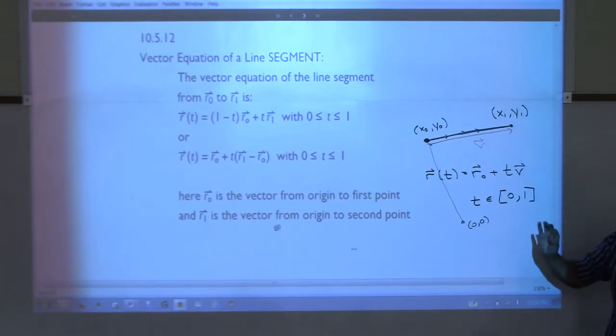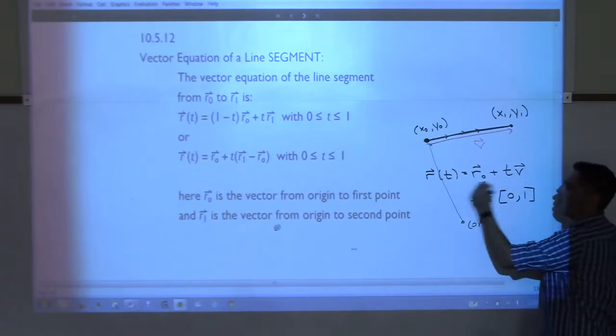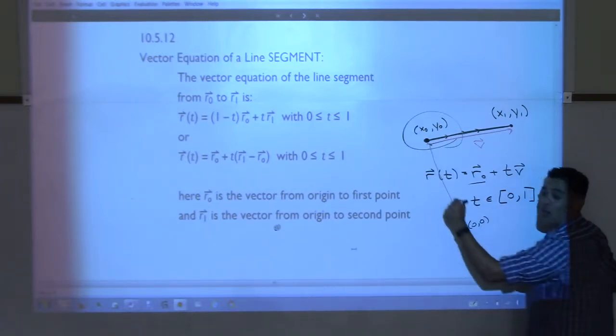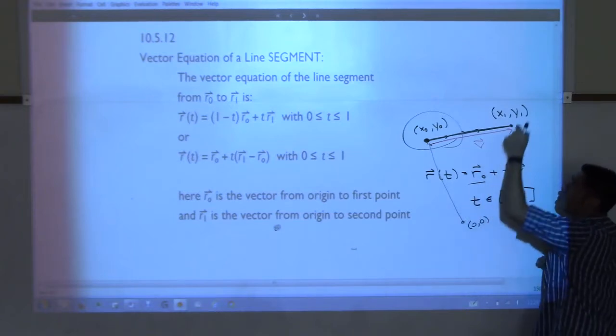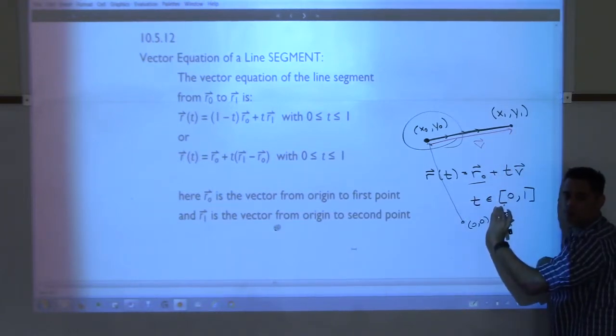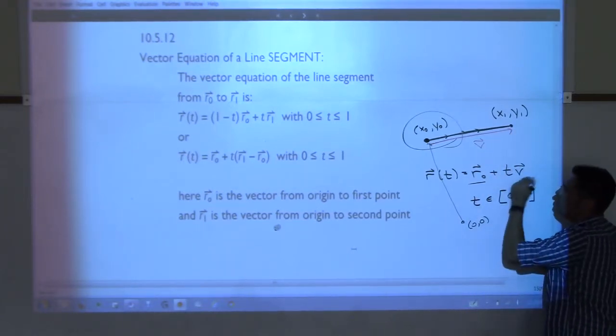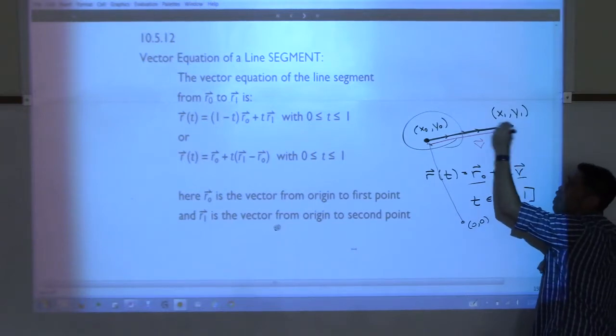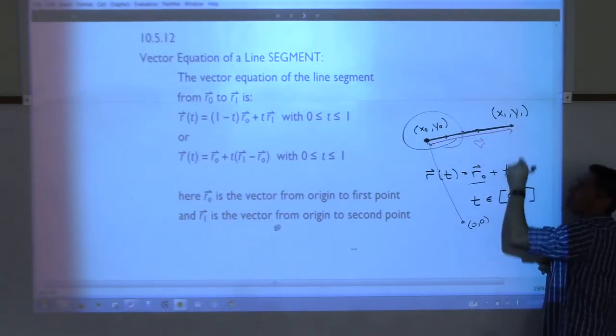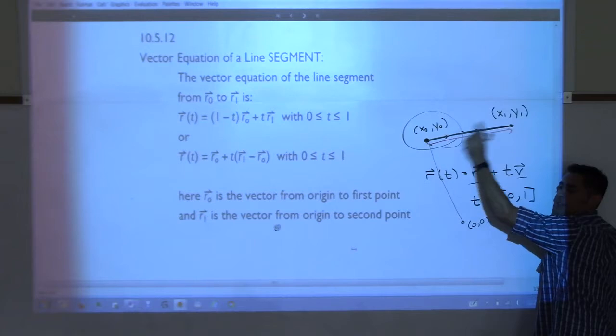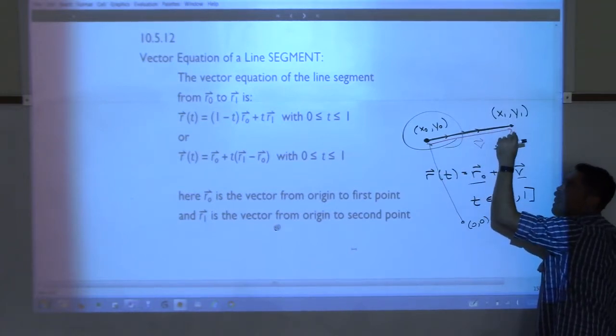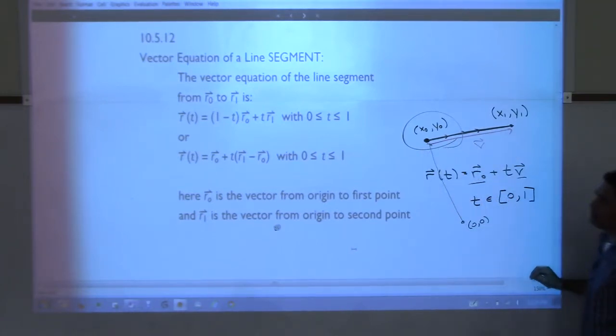The important aspect of this formula is that it will only work if your r naught came from the starting point. If you use your ending point, it's not going to work. And your v also must go from the endpoint. You know how we get v, we subtract, we go this one minus this one? You have to do that order: the endpoint minus the starting point.